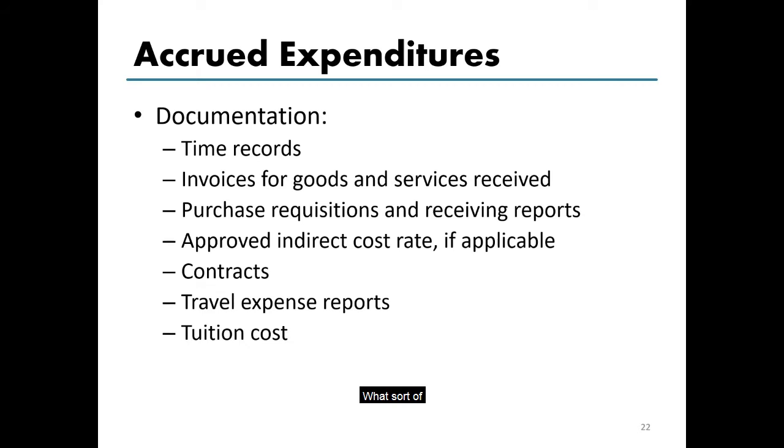What sort of documentation may you need to determine your accruals? Listed here: time records, invoices, receiving reports, contracts, travel expense reports. These are all examples of things that you may use to determine the appropriate accruals to attribute to your monthly expenditure report.